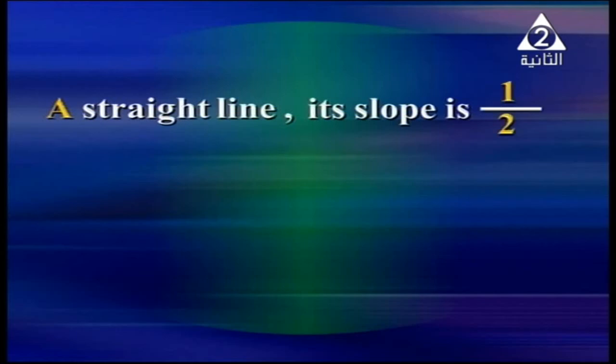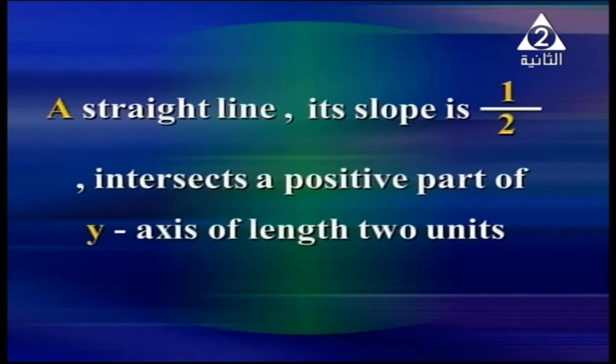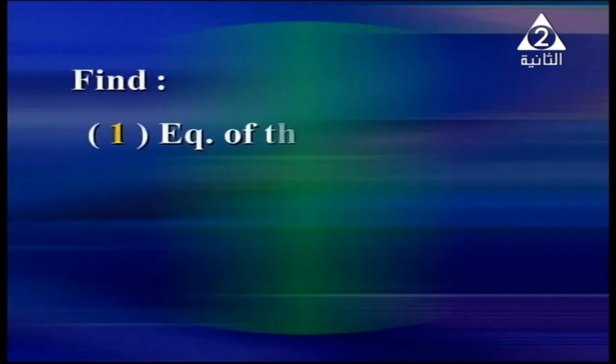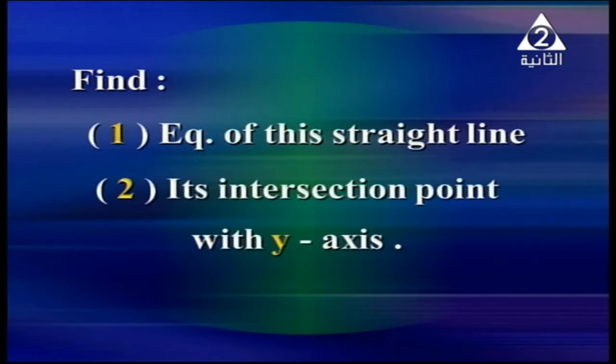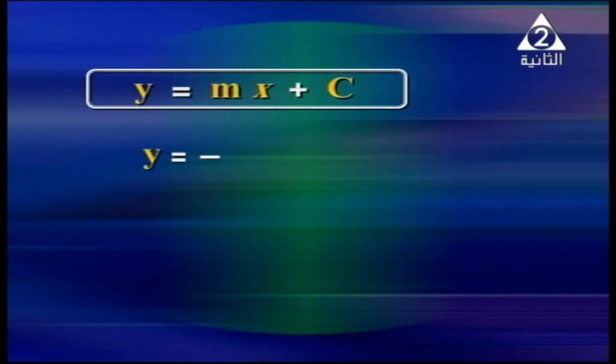A straight line, its slope is half, intersects a positive part of the y-axis of length 2 units. Find the equation of this straight line and then find the intersection point with the y-axis. First of all, to find the equation of the straight line, you know that y equals mx plus c. So y equals half x plus 2, as the slope is half and cuts 2 parts from the y-axis.